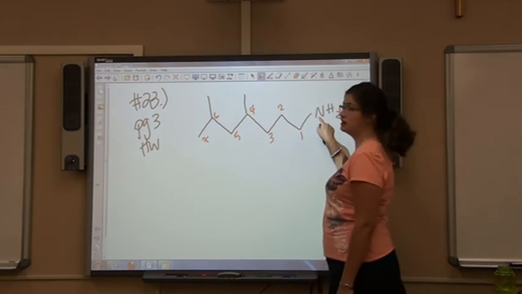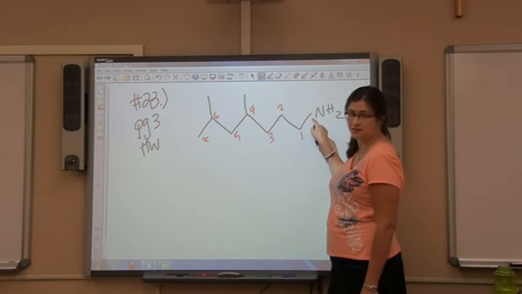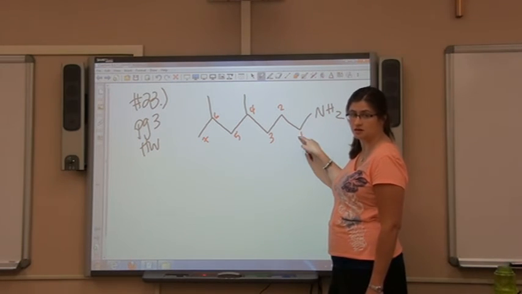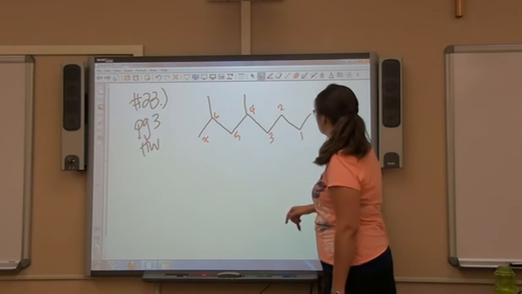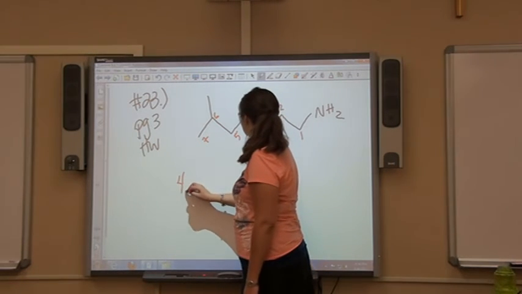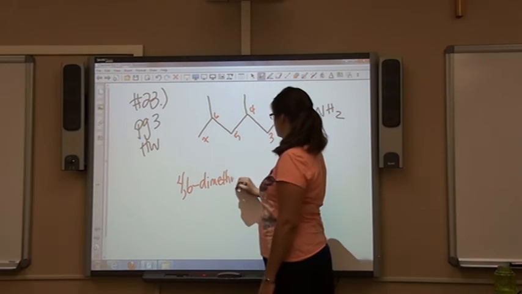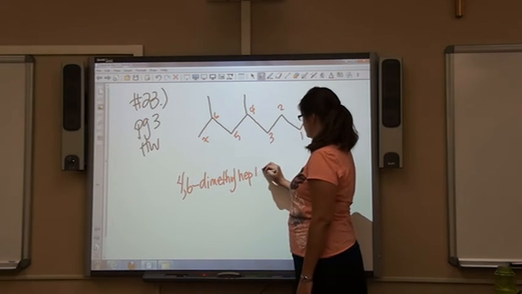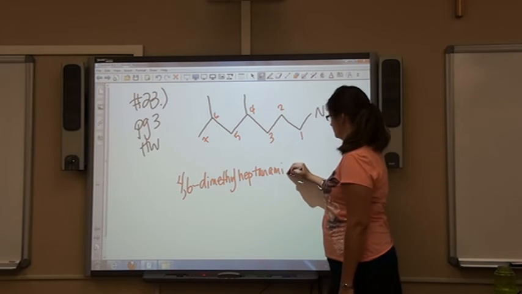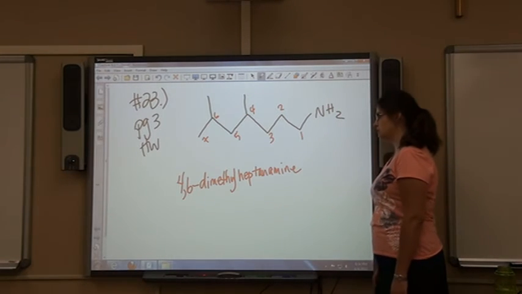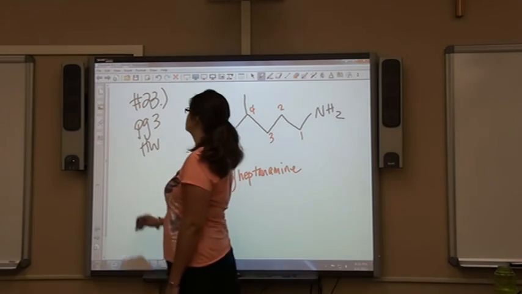Now I didn't start numbering here. That's not a carbon. That's not number 1. That's nitrogen. This is carbon 1. 4,6-dimethylheptanamine.